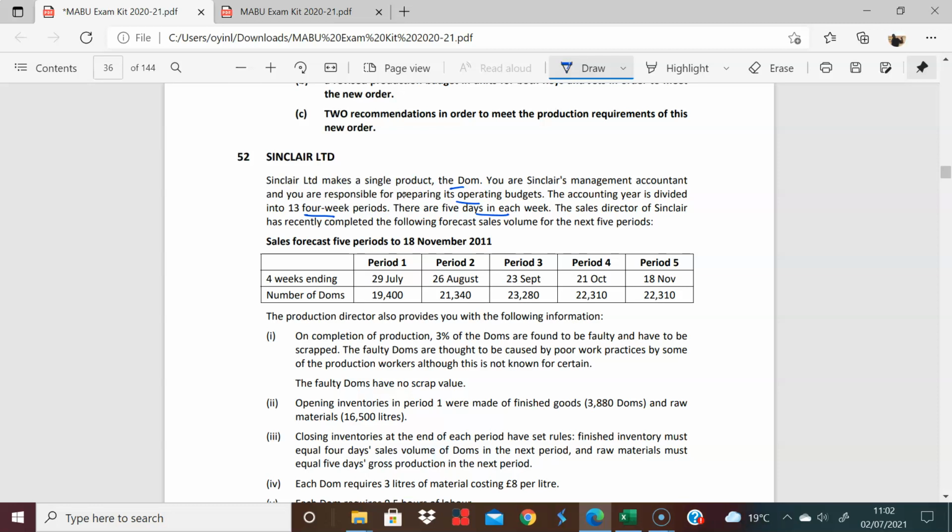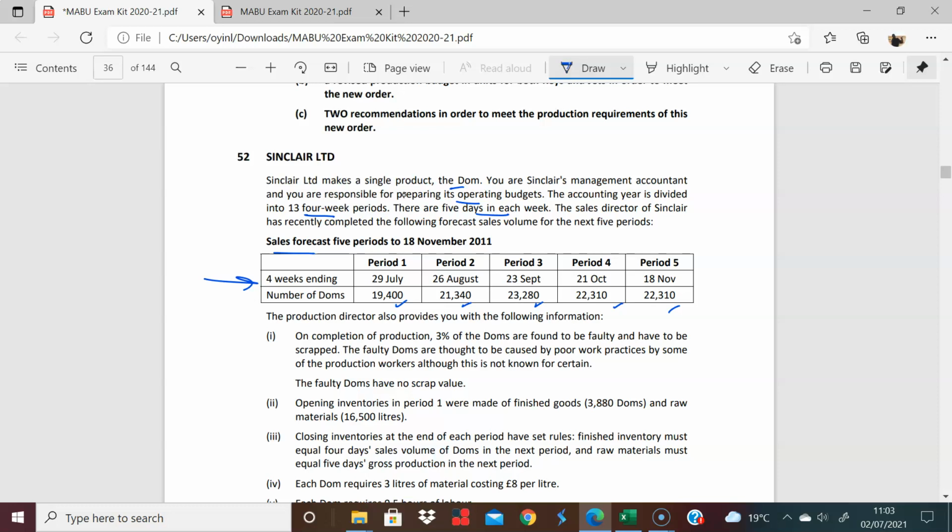So they believe that they can sell. That's the plan. The plan is to sell these units in period 1, 2, and so forth. So similar to 51, when we start off with the selling, we now need to produce. We now need to produce these items. So let's look at the information we have.